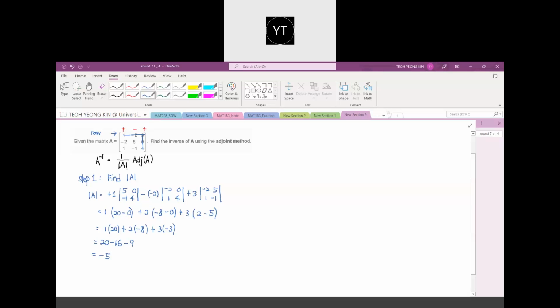So we already have this value. Kita dah ada nilai ni dah. Next we will try to find the adjoint. Seterusnya kita akan cari adjoint. In order to find the adjoint, nak cari adjoint, let's say saya kerja secara terbalik. As we all know, adjoint is the cofactor matrix, and then kita transposekan dia.